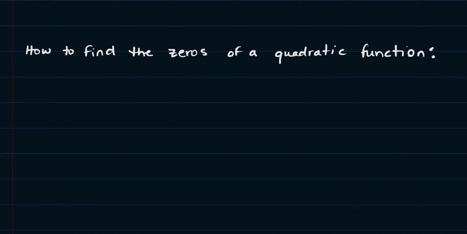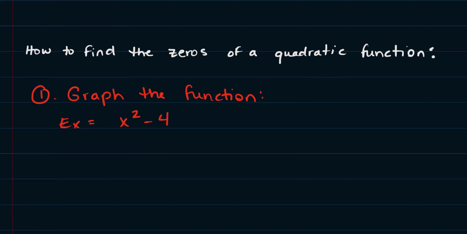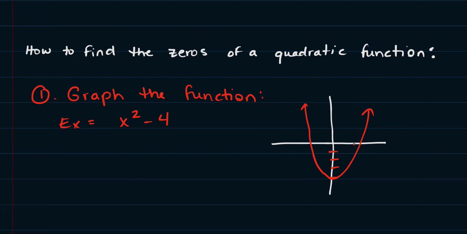So there's several ways. The first way is to graph the function. Let me give you an example of this. Let's say we have x squared minus 4. This is something we can easily graph. So this is the parent function x squared, shifted down 4 units. And if we use some computing software, we can find the zeros just by seeing where they cross the x-axis.